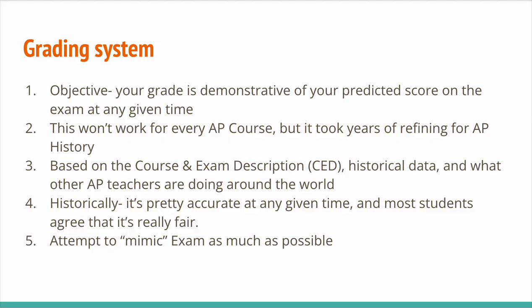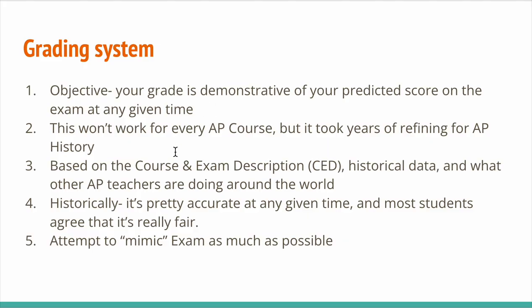One of the things I want to point out, guys, is I'm trying to grade you in AP history. My main objective is that your grade is demonstrative of your predicted score on the exam at any given time. What that means is you can look in the grade book and say, hey, look, I got a C. I'm likely on track to get a 3 on the exam. Or I got an A. I'm likely on track to get a 5 on the exam. I want that grade to always be as reflective as possible, and so I've worked on this system over time to get there.